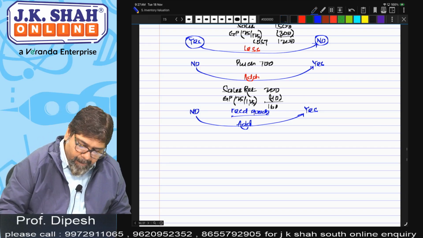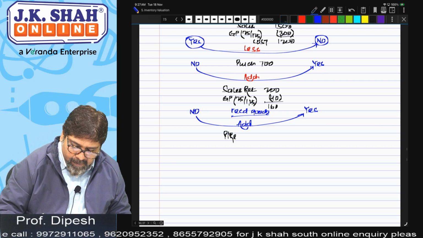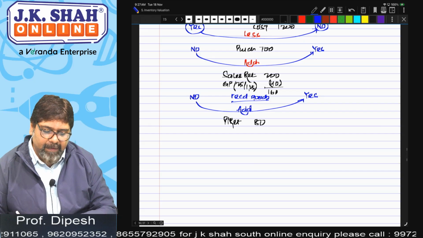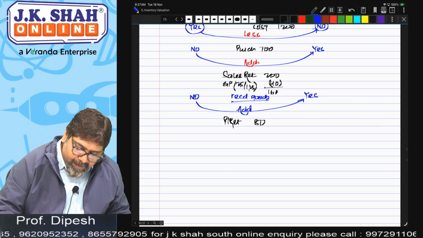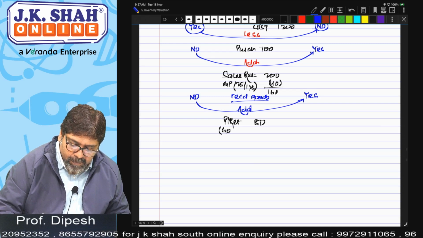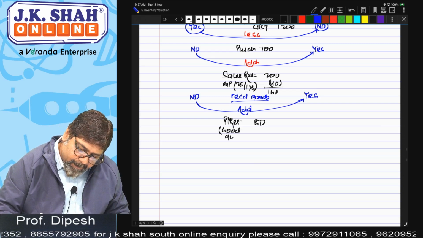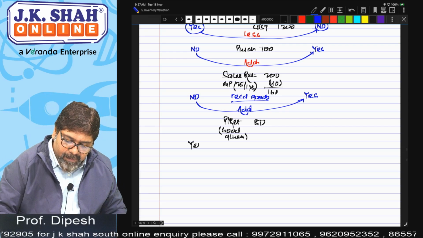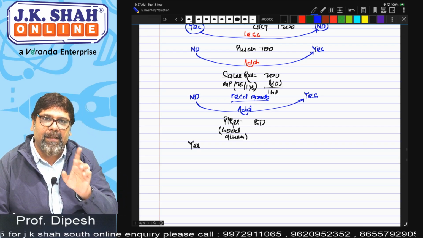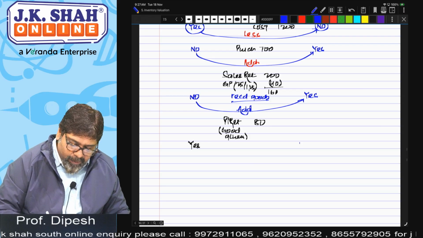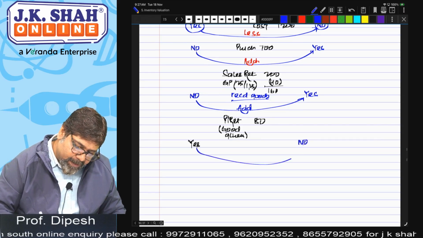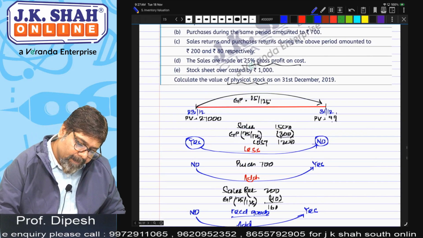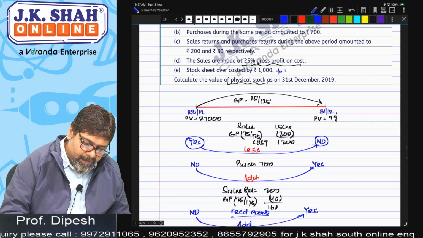Now, purchase return. Obviously, I can say purchase return is how much? 80. If sales return is add, purchase return is less. Simple. But purchase return means goods given. If you have given the goods after 23rd, on 23rd it was there with you, and now you have given, it is not there. You are moving towards the year end. Yes to no, less. Correct. Stock sheet is overcast, again less.